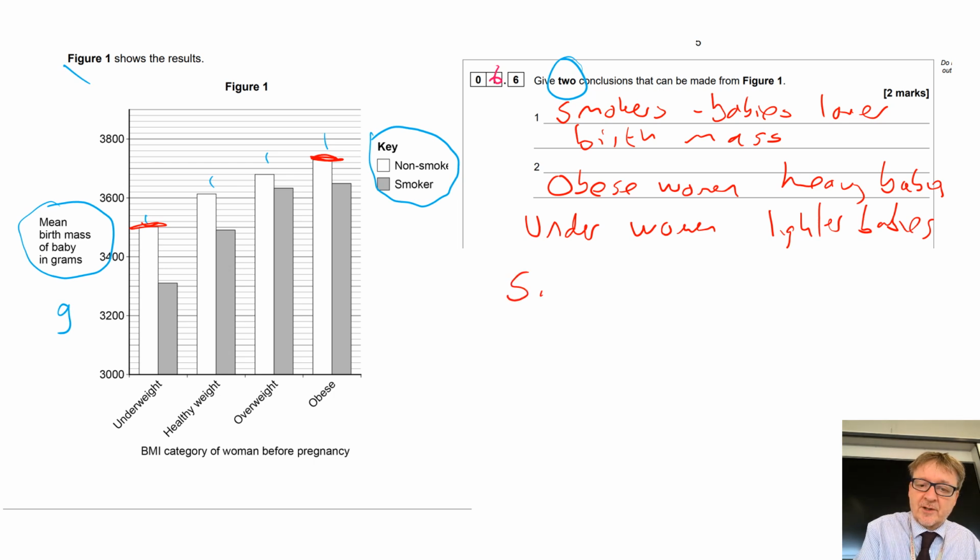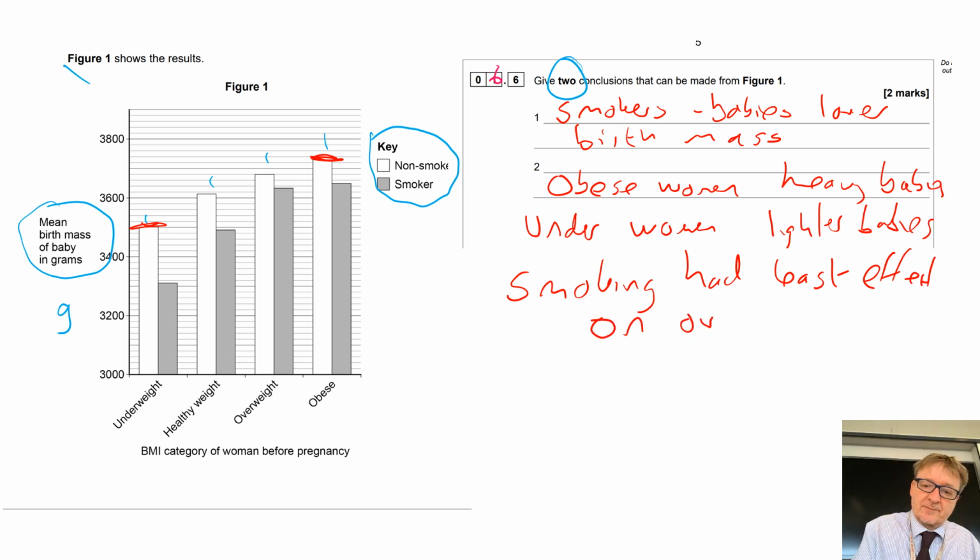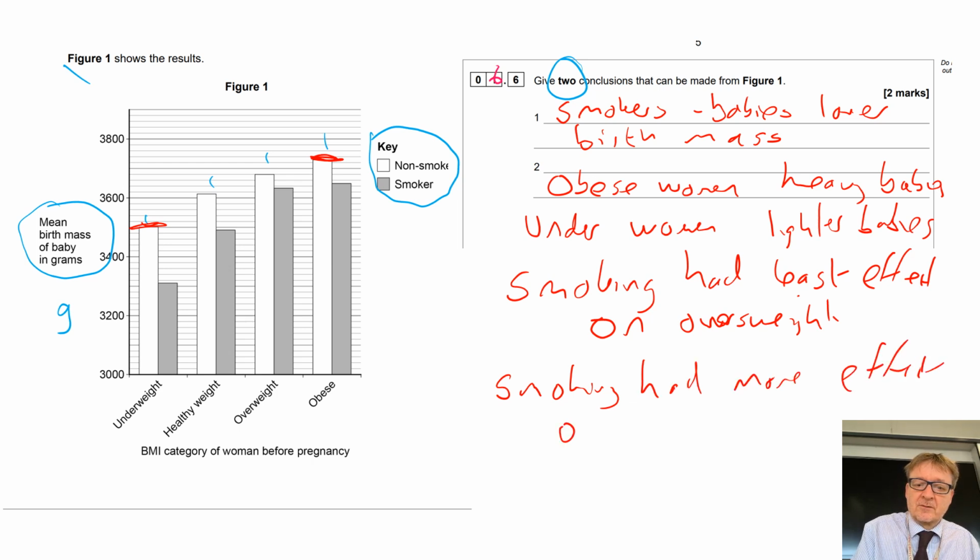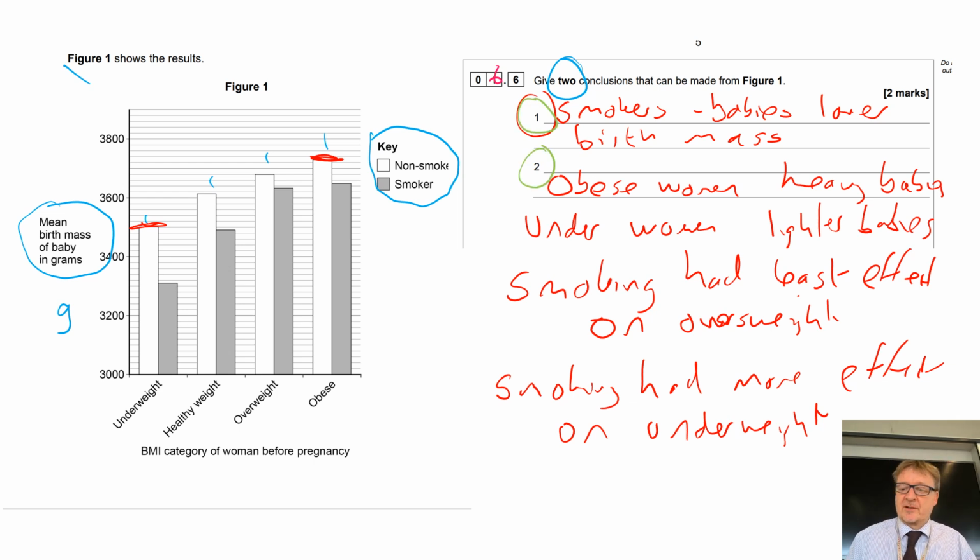We can also talk about smoking. Smoking had least effect on overweight people, and then you can do the converse, which is smoking had more effect on underweight. Now obviously what it's doing there is asking for 2. It's only asking for 2, but what I've done is I've given about 4 different possible examples just by looking at that individual graph there.